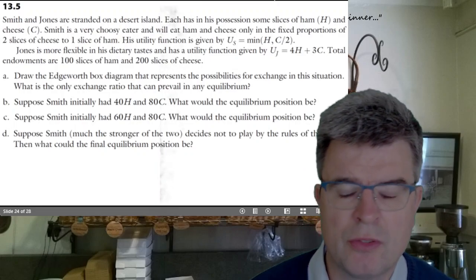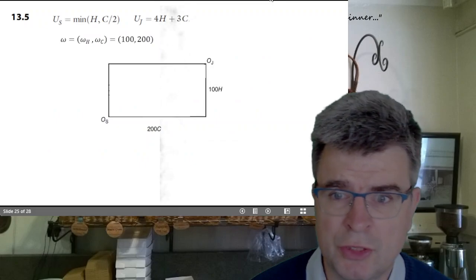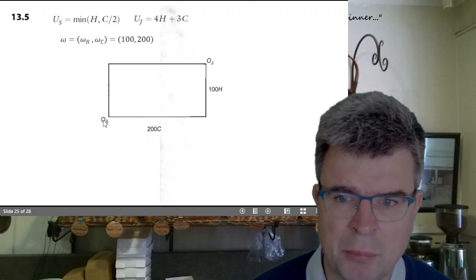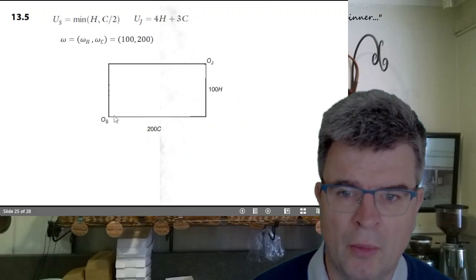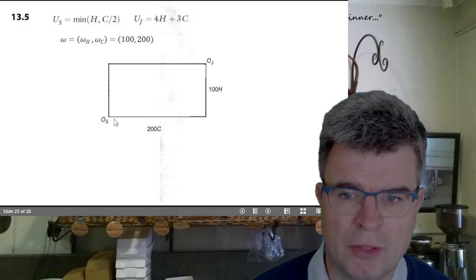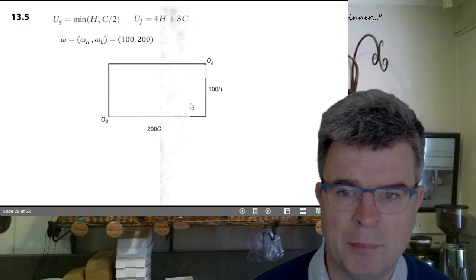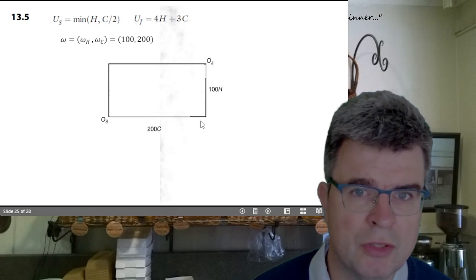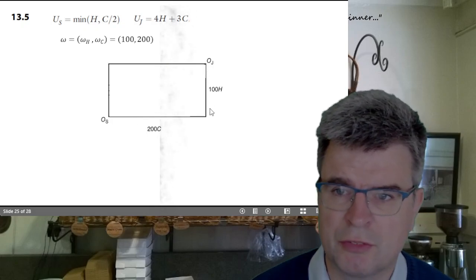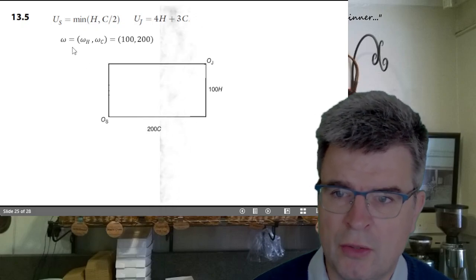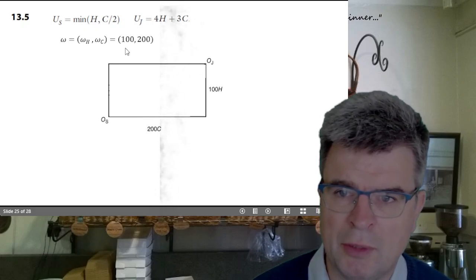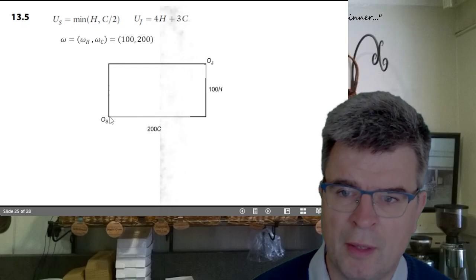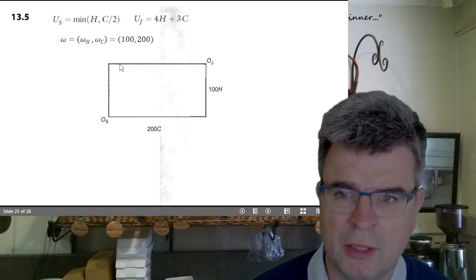So 100 slices of ham and 200 slices of cheese gives us the following Edgeworth box, where on the horizontal line we have the cheese, and the vertical represents the ham. Well, we have twice as many slices of cheese than we have slices of ham. So the total endowment of ham and cheese is 100 and 200, and that determines the Edgeworth box.